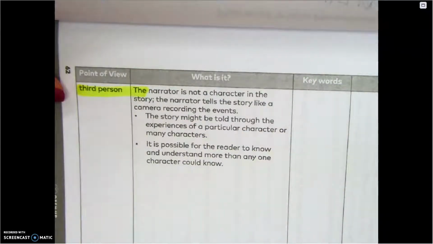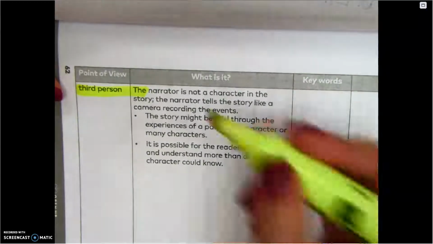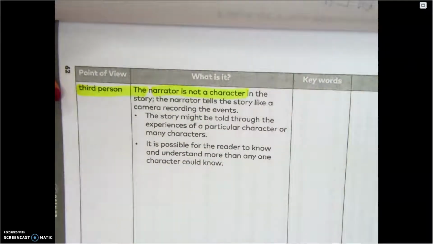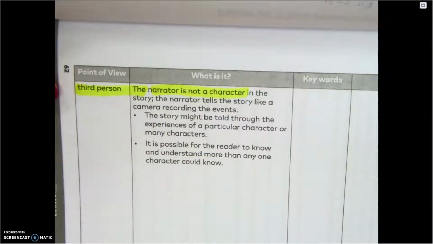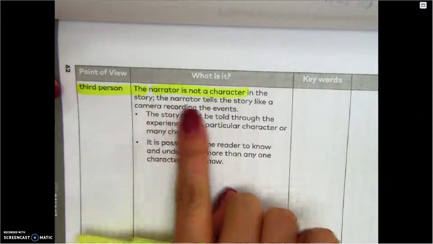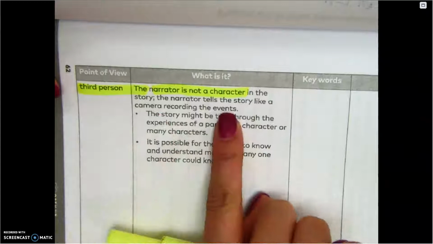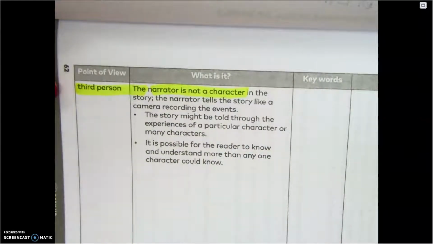So third person, it's your usual story. The narrator is not a character. For instance, when we read Esperanza Rising, was Esperanza talking about herself? No, someone was talking about her. Very good. The narrator tells a story like a camera recording the events. That's kind of like I want everyone to see a day in the life of a student. So I'm going to take my camera and I'm going to start recording everyone, right? But am I involved? No.